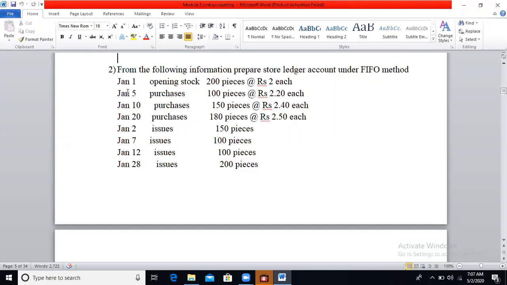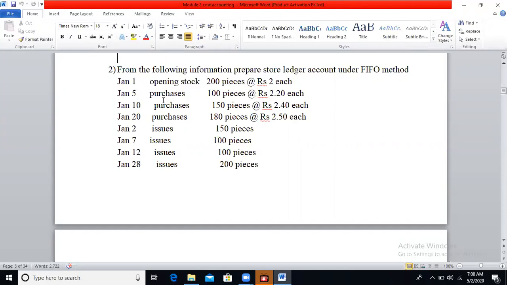Third transaction will be January 5th. Fourth transaction will be January 7th. Fifth transaction will be January 10th. Sixth transaction will be January 12th. Seventh transaction will be January 20th. And the eighth, that is the last transaction, will be January 28th. So as per the dates, you have to order the transactions in a chronological way.